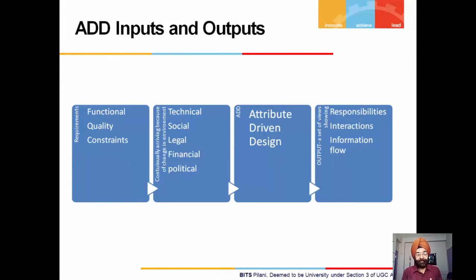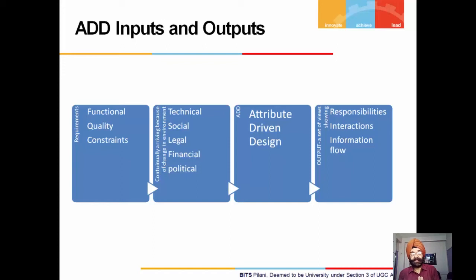Having been given these functional, quality and constraint requirements, there will be technical, social, legal, financial, political factors. You may call them interference, they may call them environmental factors. These will continually arrive to the architect. They will not come at one stage. They will come a little further down in the project. An architect very often, because of his experience, has got to anticipate them. He's got to understand that this is the environment in which I work. And with this in mind, he goes about the attribute-driven design.